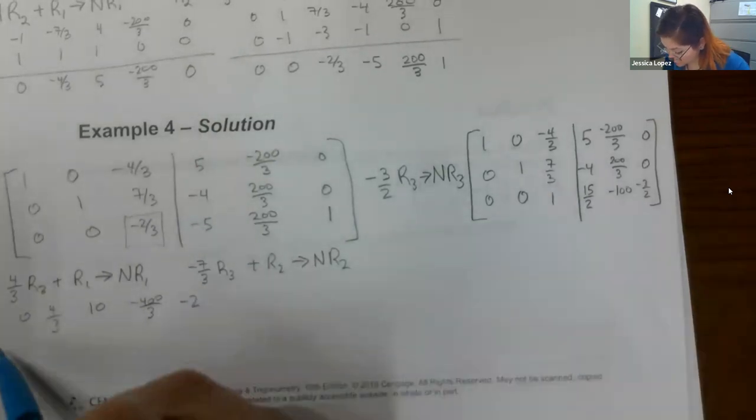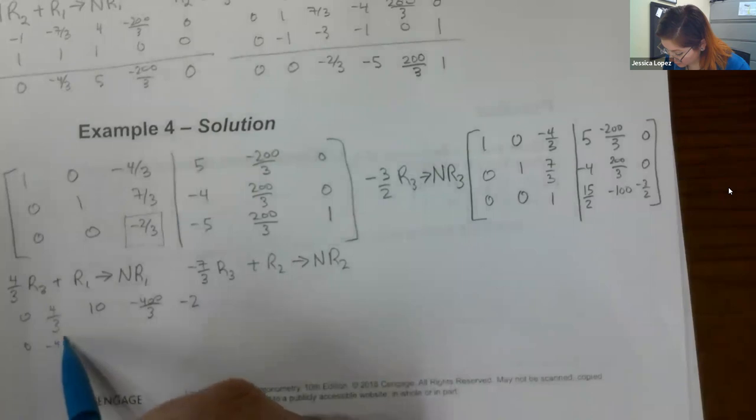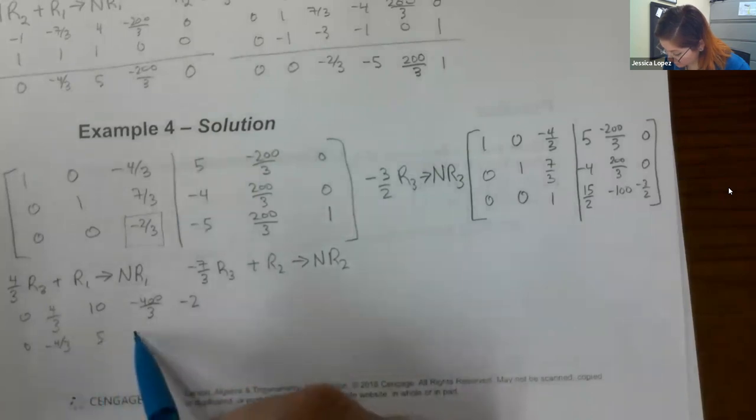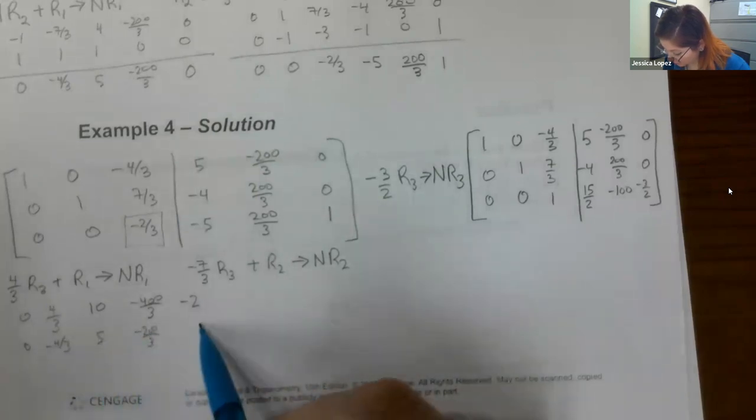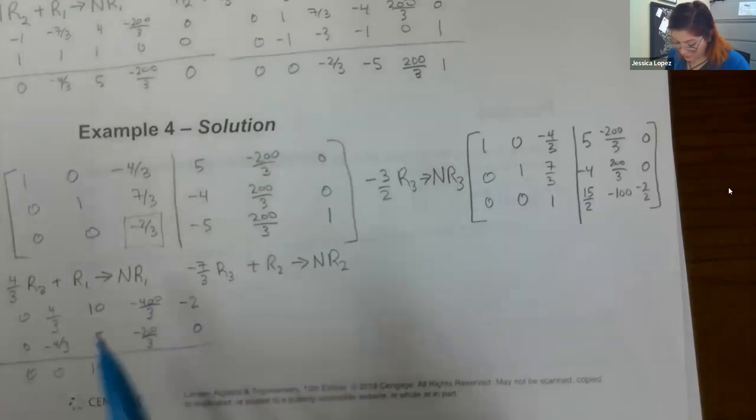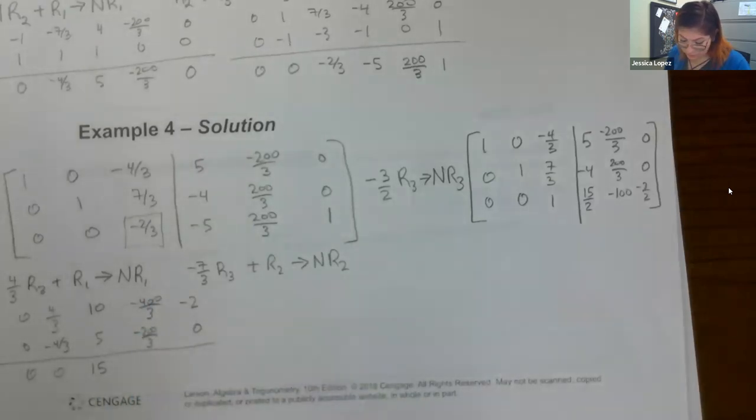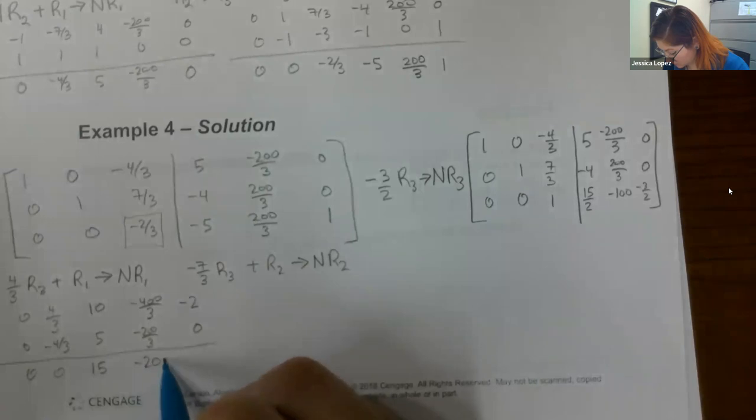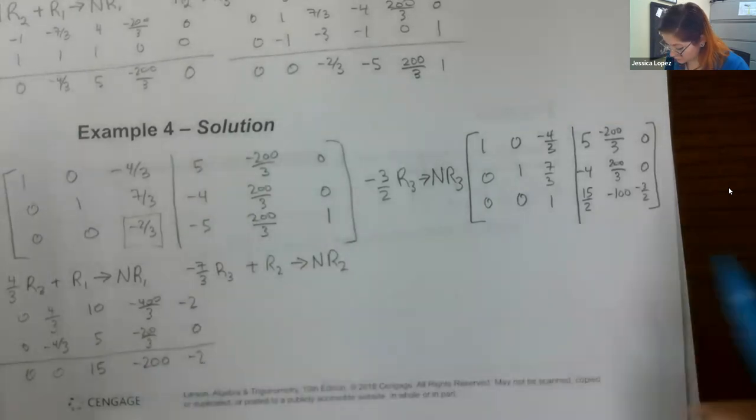Then row 1 is going to go directly underneath. And 0. So this becomes 1, 0, 0, 15. That will become negative 600 over 3, which is negative 200. And this will be negative 2.